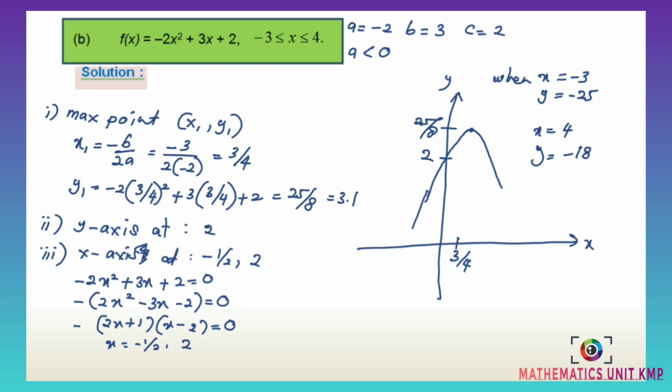The graph intercepts the x-axis at negative 1 over 2 and 2. And at the left, x equals negative 3 and y equals negative 25. When x equals 4, y equals negative 18.